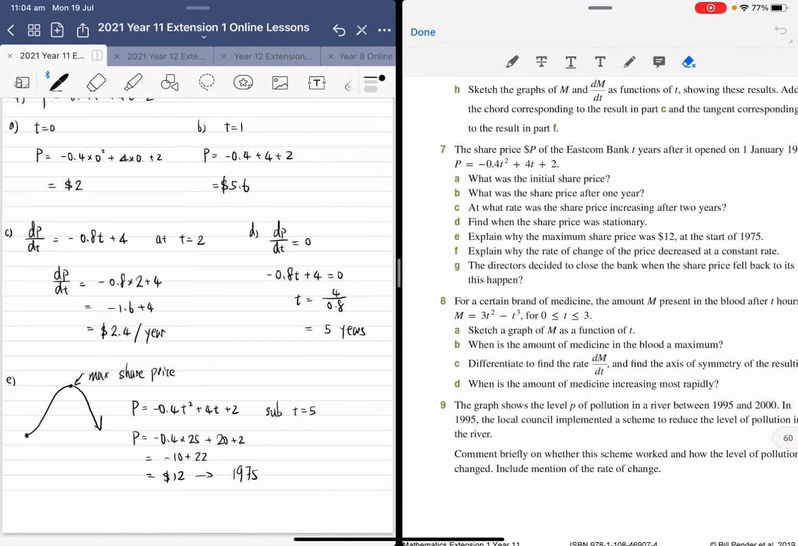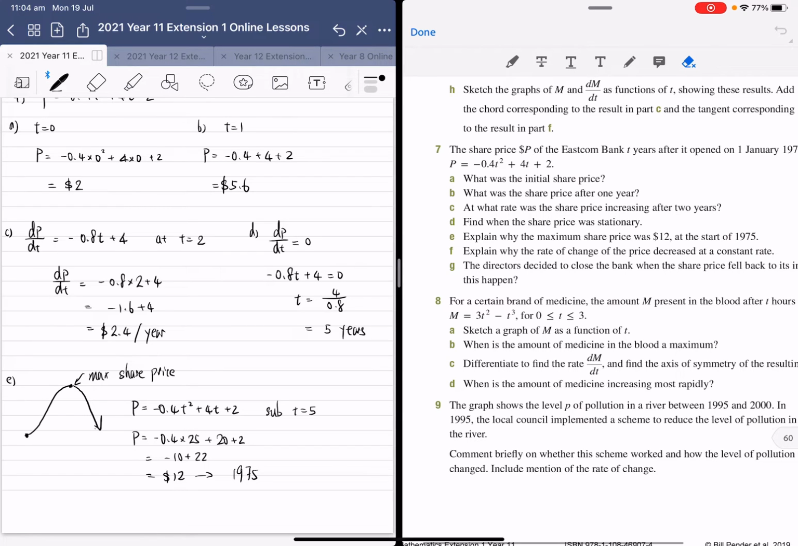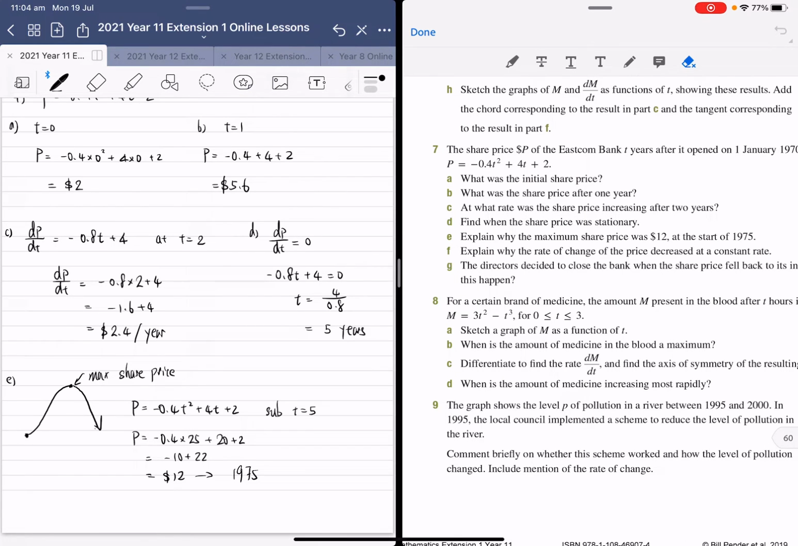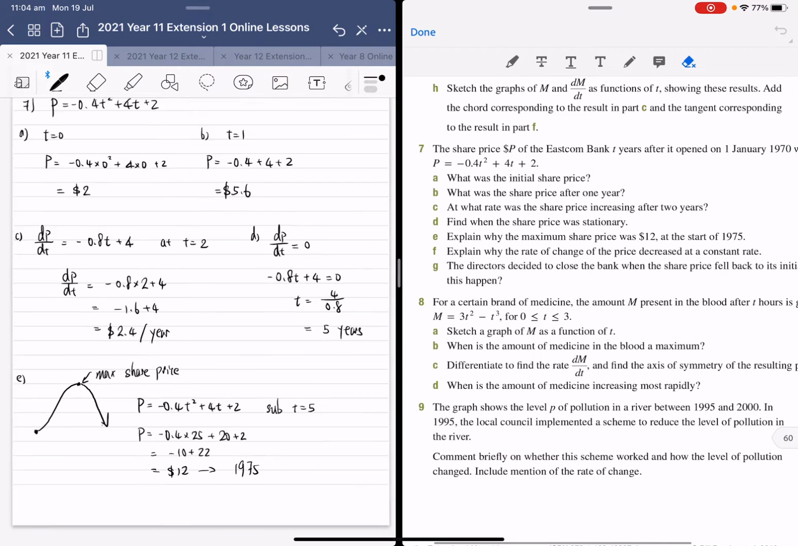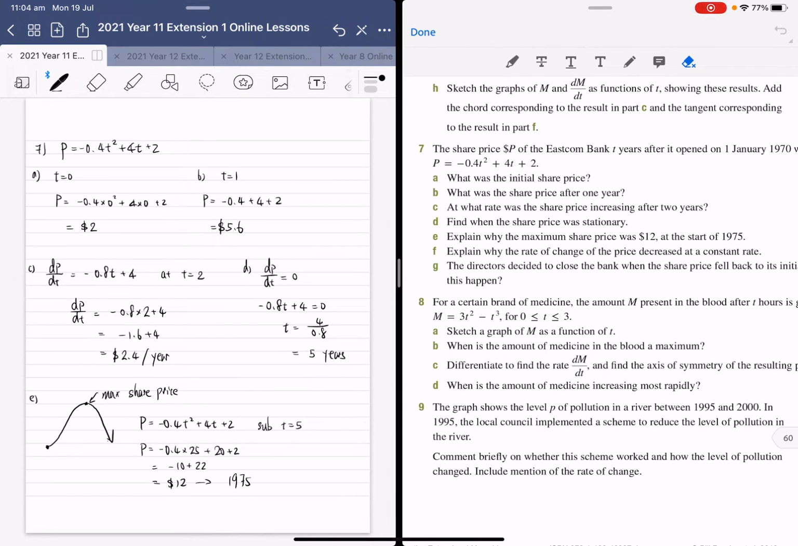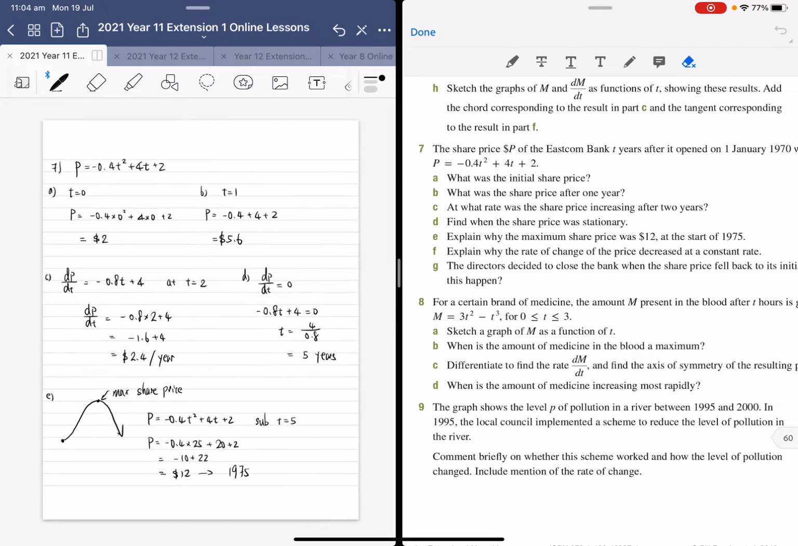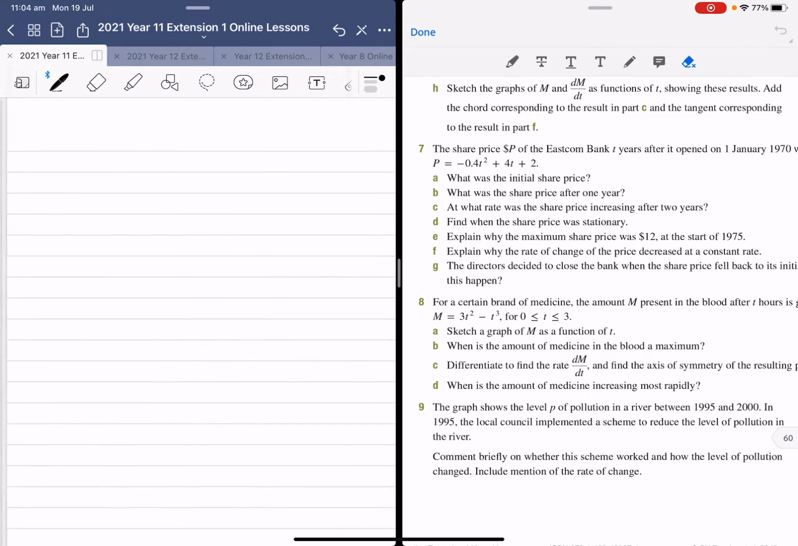Question F, explain why the rate of change of price decreases at a constant rate. Why the rate of change of price decreases at a constant rate. Now this is a bit tricky and sometimes students get confused. So I'm going to show you how to do question F here.